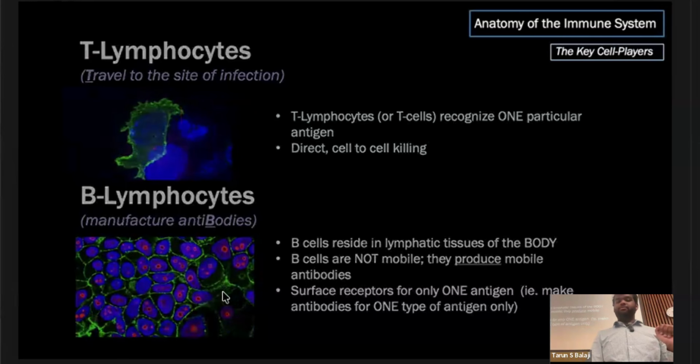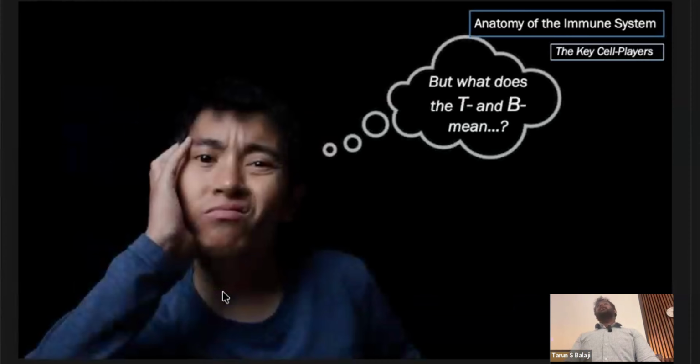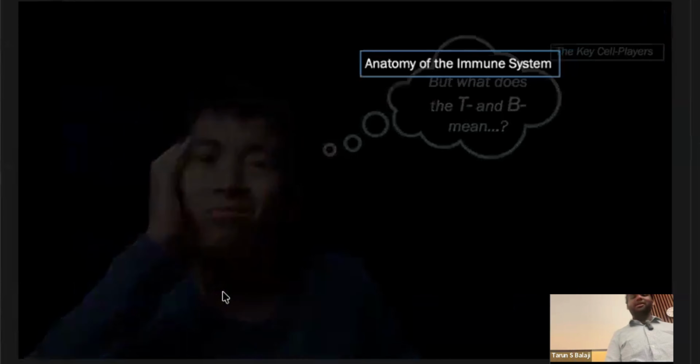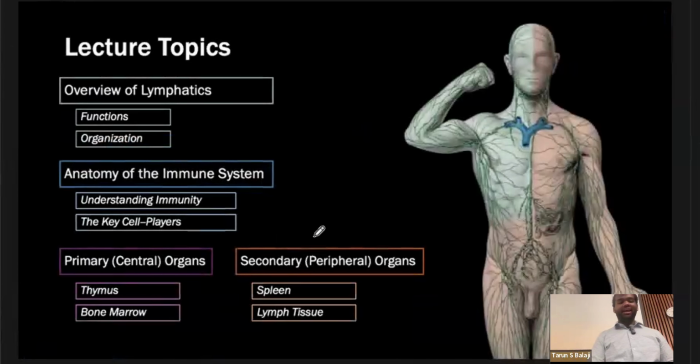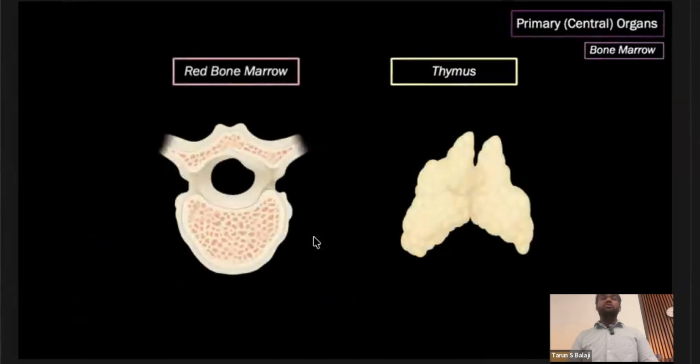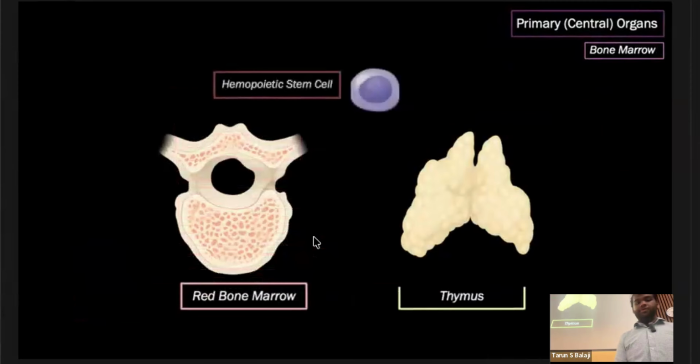Now, if you're like me a year and a half ago, and you're too scared to ask what the T and B in lymphocyte mean, or why there are two different cell types, don't worry, I got you. That's what we're going to be discussing next. Depending on what part of your body they achieve maturation in, your lymphocytes are of two types.